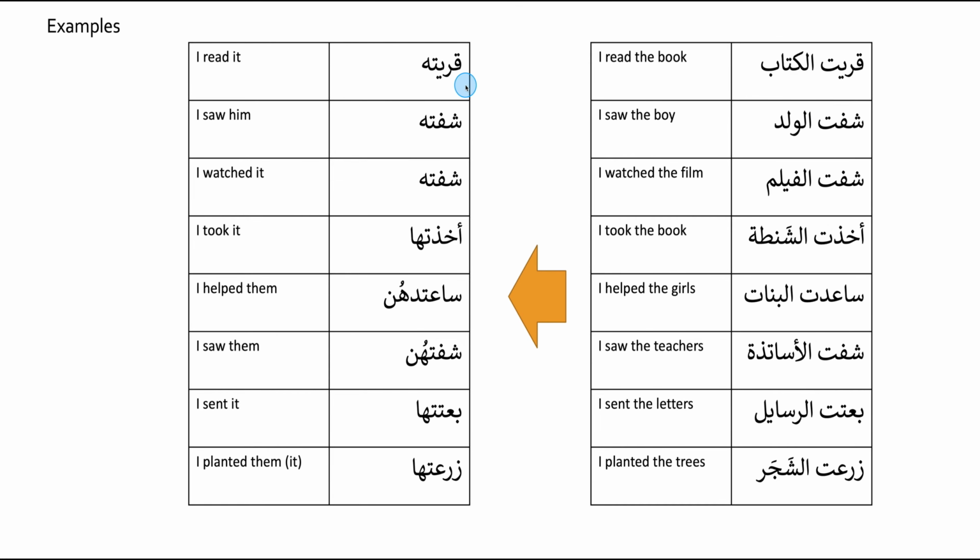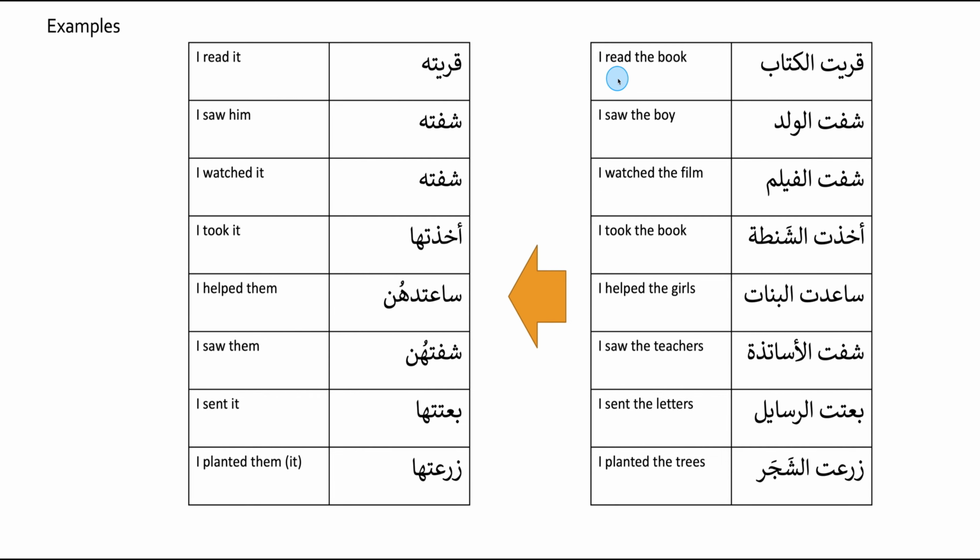قريت الكتاب becomes قريته, I read it. So قريت, I read, and the o means it. So here it has taken the same object pronoun as he, third person. شفت الولد, walad is animate, singular, masculine. You would say شفته, I saw him. شفت, I saw, and the o means him. So see, it's pretty much the same.